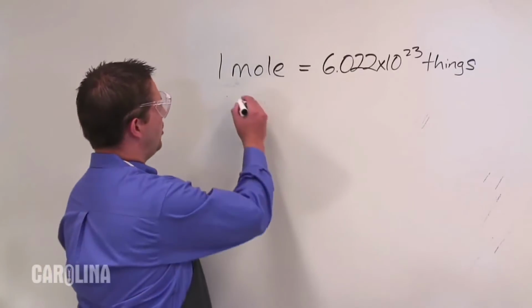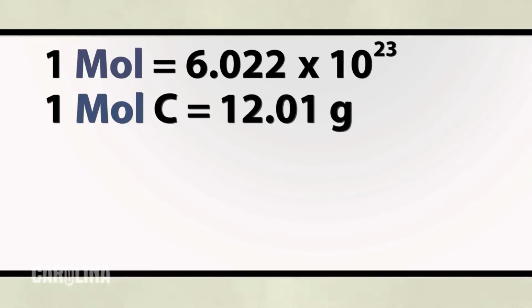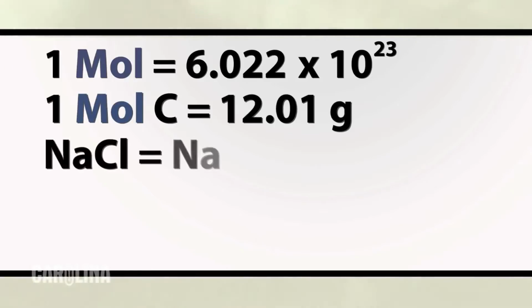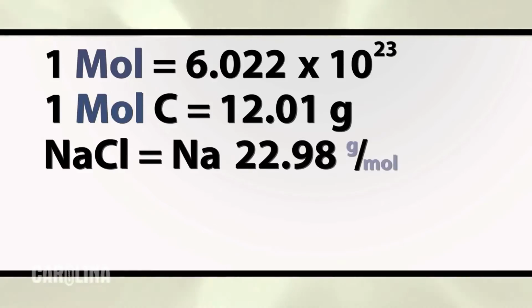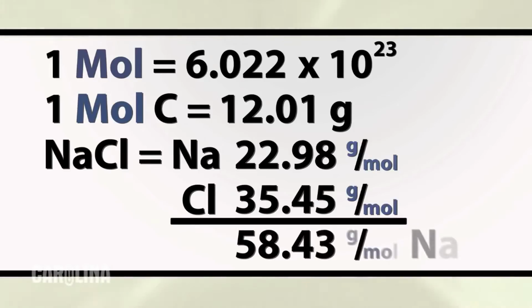The periodic table uses molar counting as a means of converting to a more experimental term of mass. For example, 1 mole of carbon atoms has a mass of 12.01 grams. A compound such as sodium chloride is made up of 1 mole of sodium atoms with a mass of 22.98 grams per mole, along with 1 mole of chlorine atoms with a mass of 35.45 grams per mole, giving us a total of 58.43 grams per mole of sodium chloride.